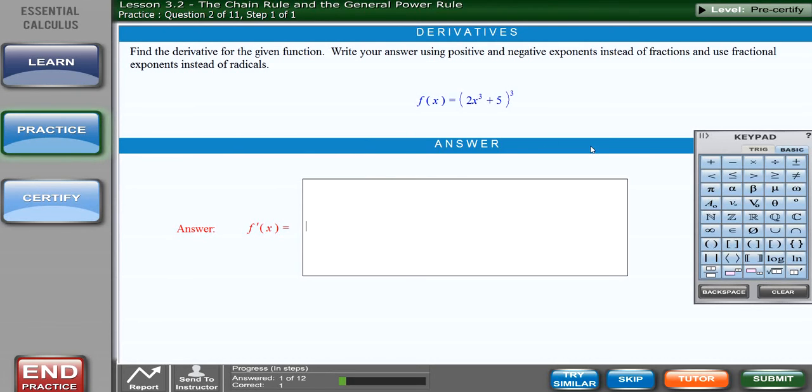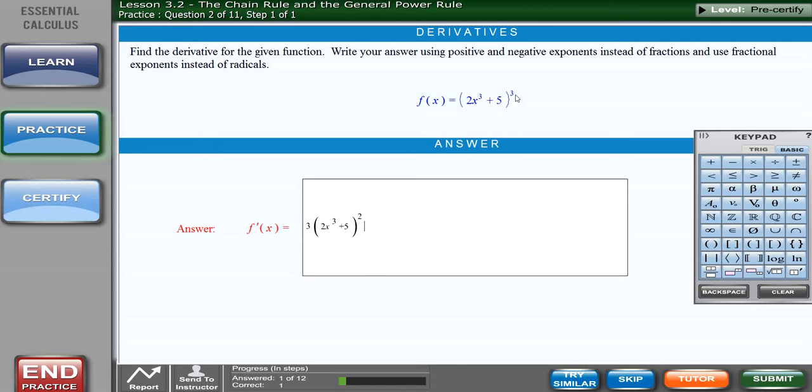Okay, same idea here. Let's see if we can go ahead and write this one without flipping back over to the other screen. So I have an exponent of 3. 3 is going out front. I'm going to rewrite what was in parentheses. So that's 2x cubed plus 5. Then I'm going to subtract 1 from the exponent. So 3 minus 1 will be 2.